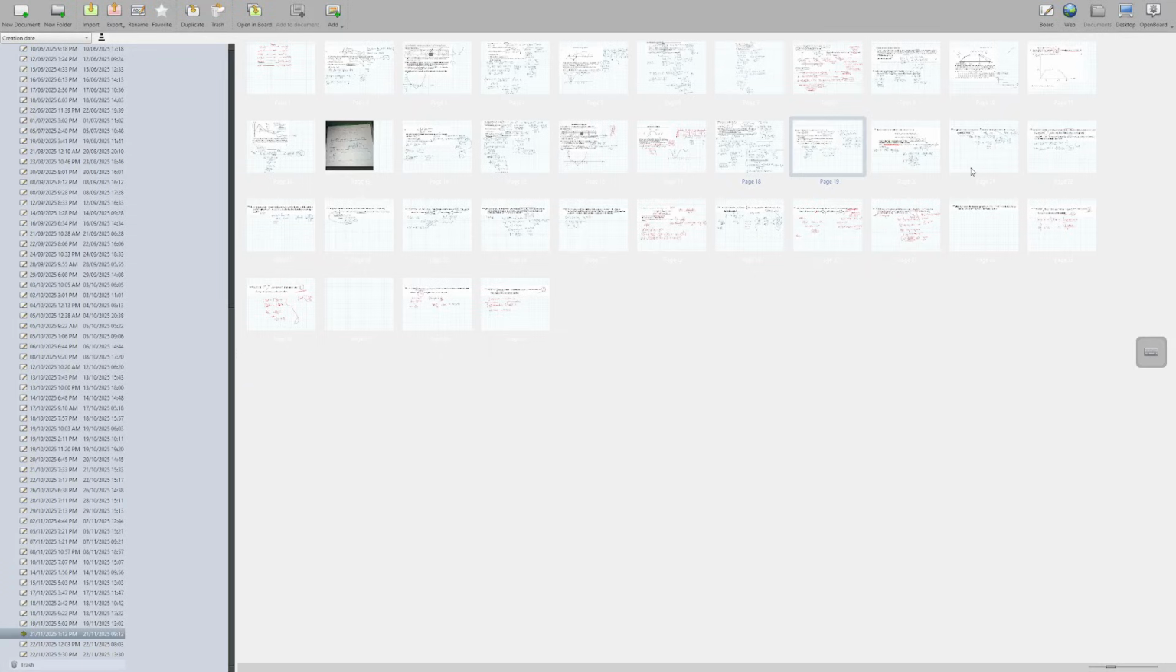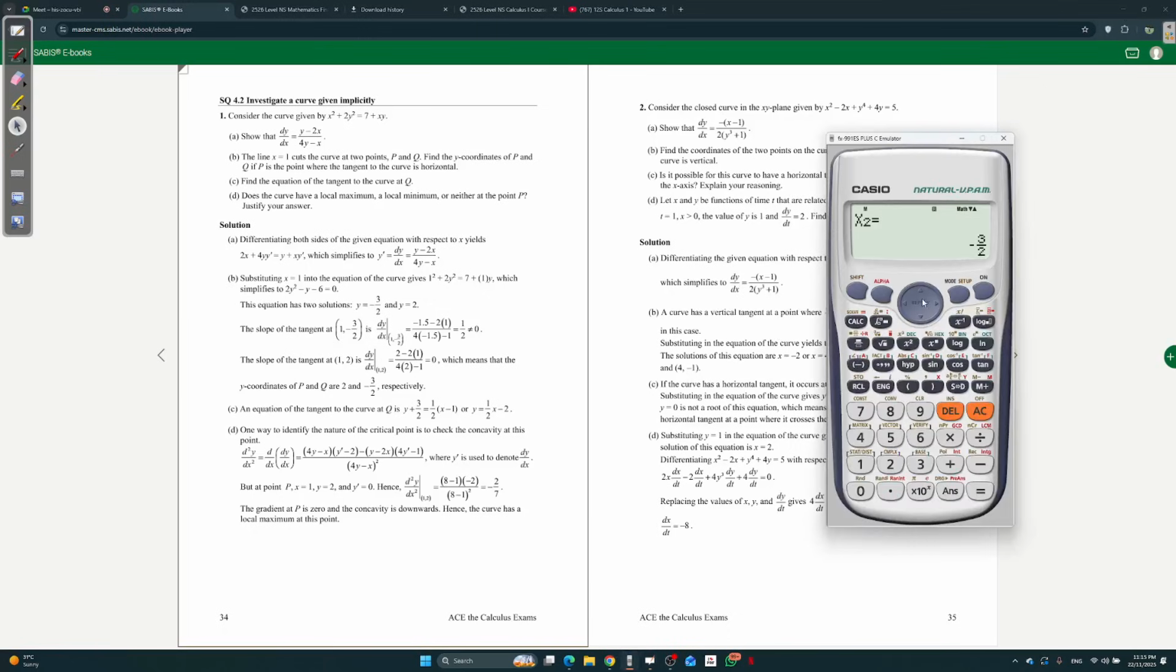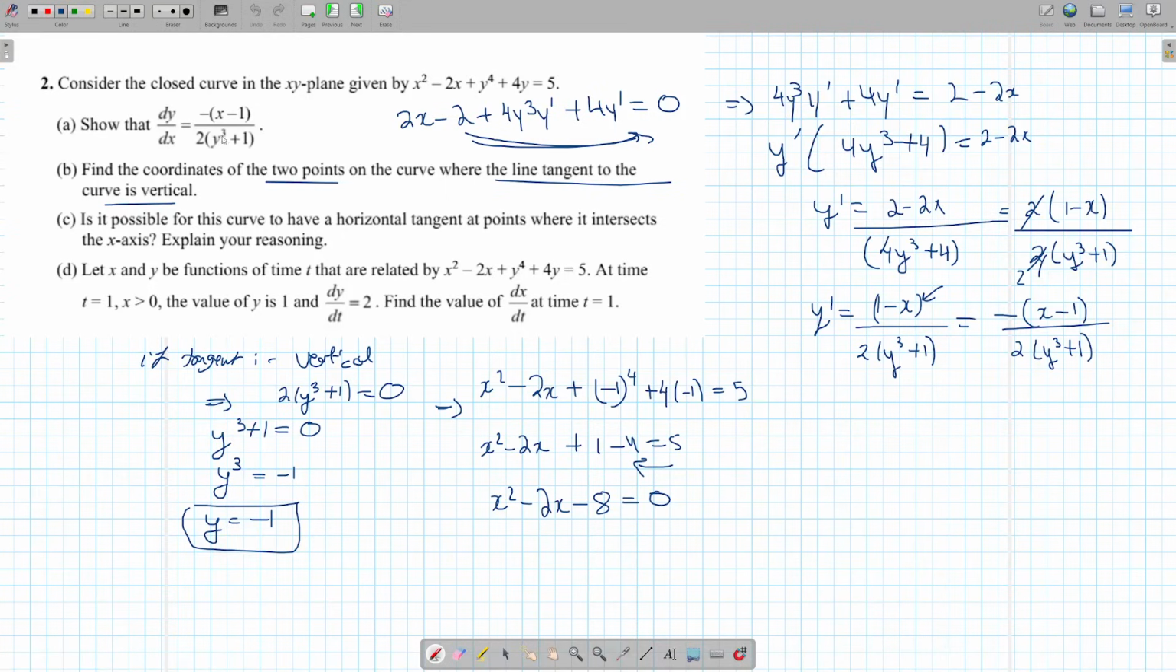Now use equation mode on this. Let's do it here: x squared minus 2x minus 8. And you get 4 and negative 2. So you get 2 solutions, 4 and negative 2. Now, this makes sense. Now we know why they want 2 points, okay? So it's going to be 2 points, (4, negative 1) and (negative 2, negative 1), because both of these have the y coordinate of negative 1.